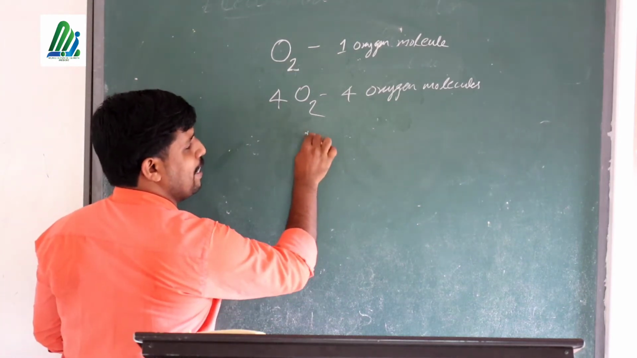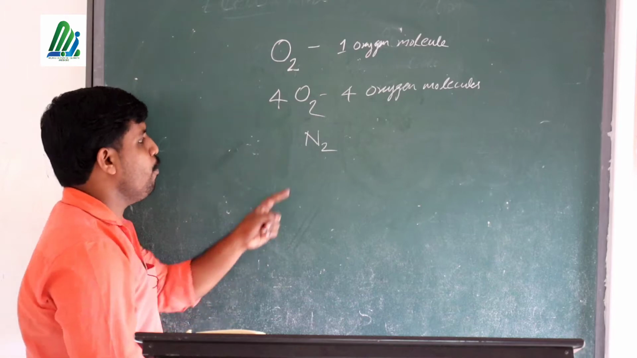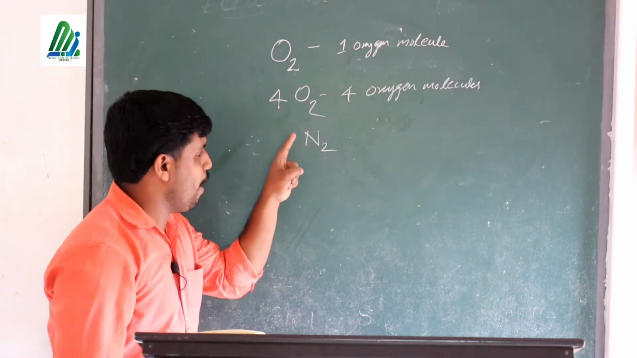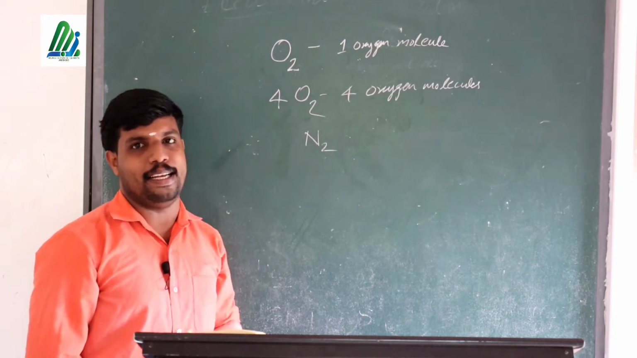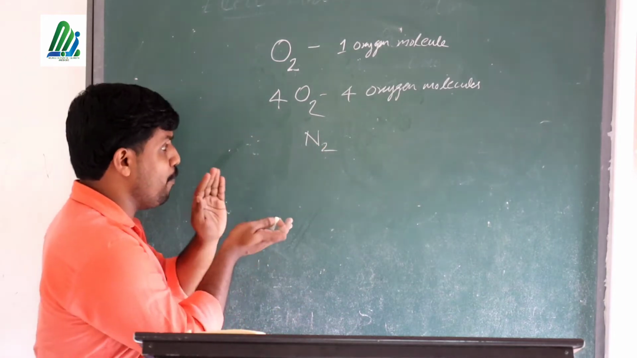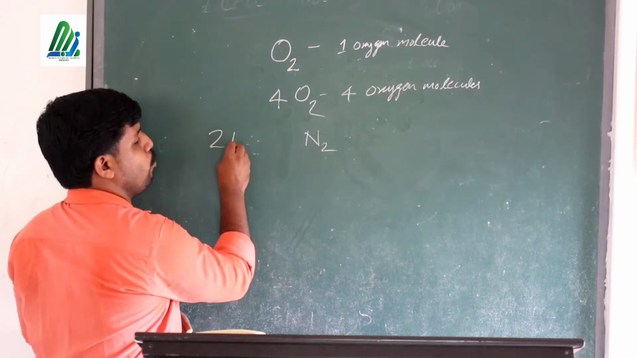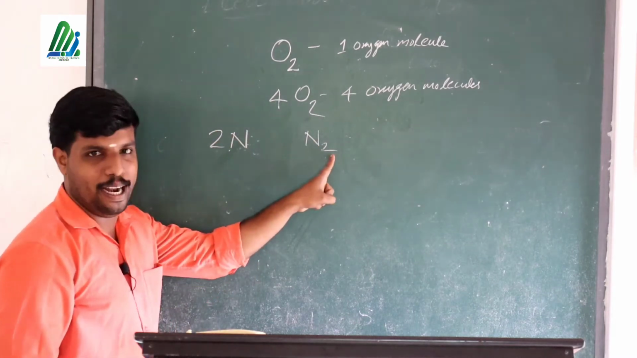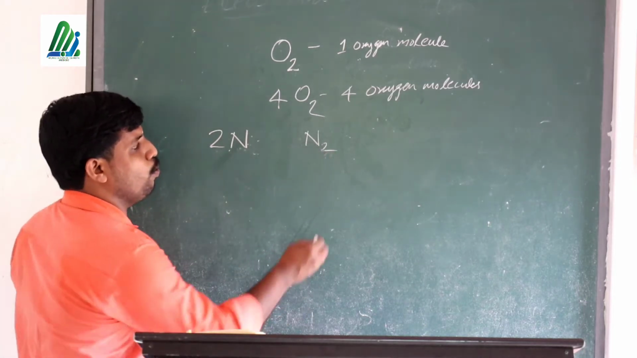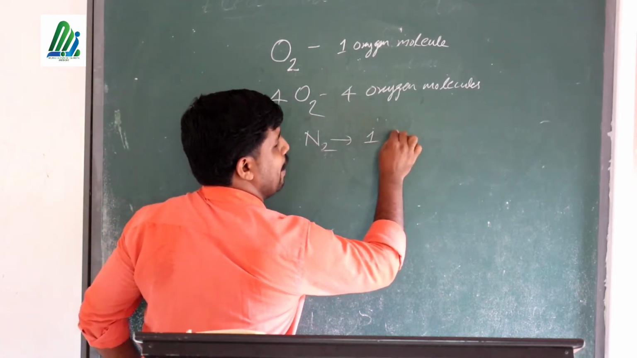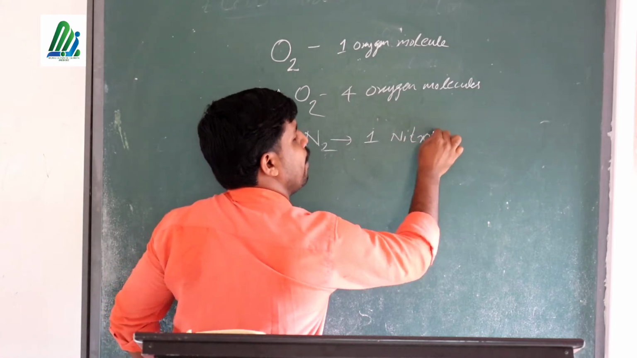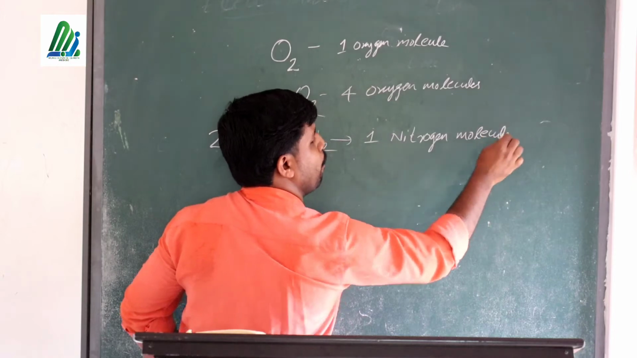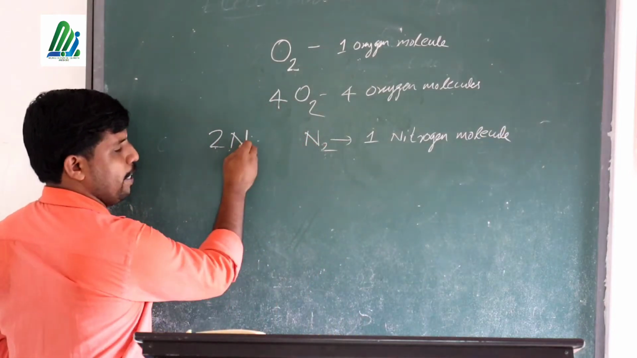Then nitrogen is represented as N2. If you write N2, how many nitrogen atoms are there? N2 has two nitrogen atoms. We can also write two nitrogen atoms as 2N. But if you write N2, that implies it is one nitrogen molecule, which is made of two nitrogen atoms.